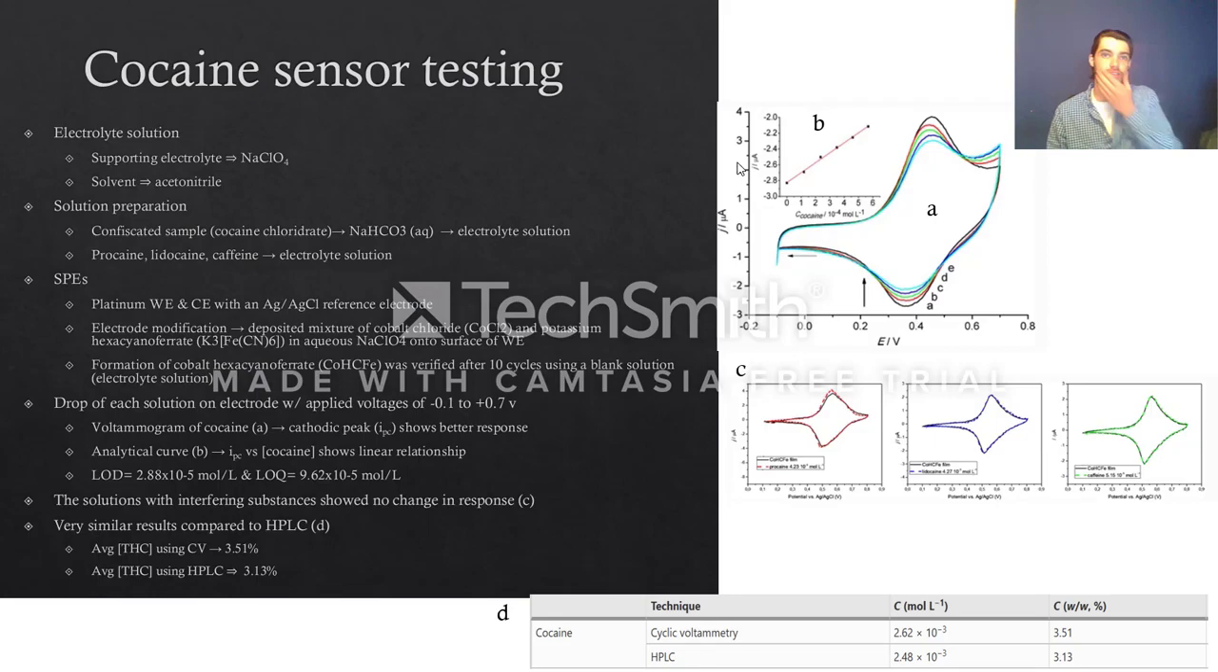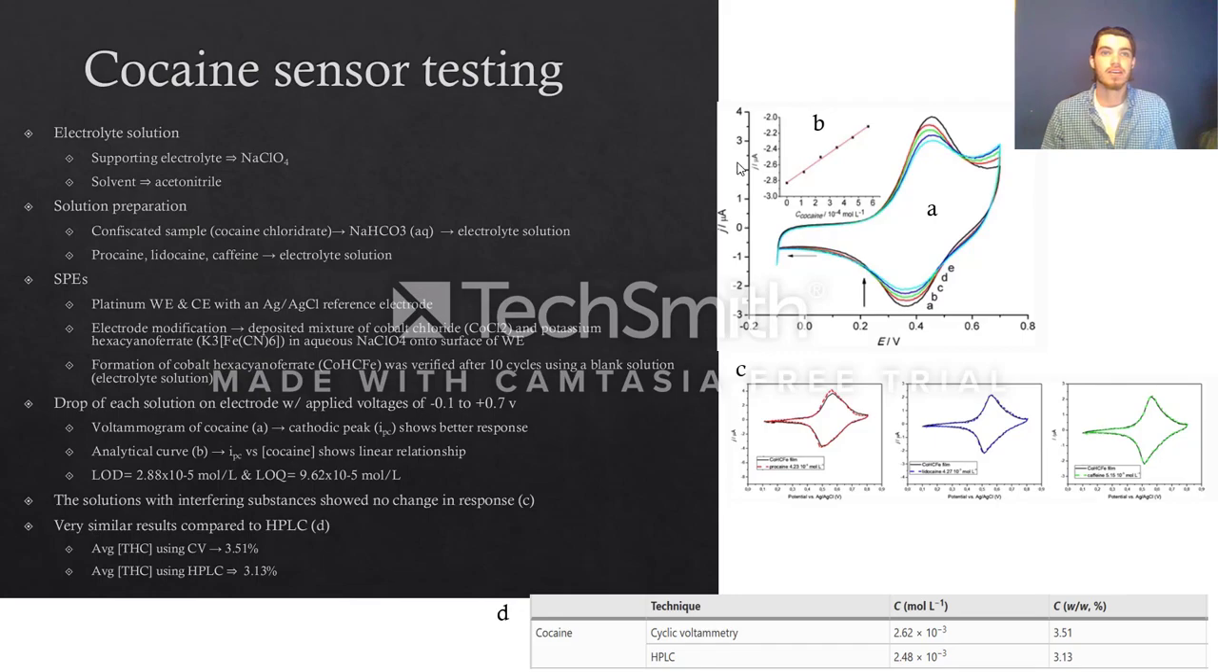To modify the working electrode, a solution of cobalt chloride and potassium hexacyanoferrate was mixed in an aqueous solution of sodium perchlorate, and a drop was deposited on the surface. The formation of the film was confirmed after 10 potential cycles using a blank with just the electrolyte solution. Then, a drop of each cocaine solution in increasing concentrations was deposited on the electrode with an applied voltage between negative 0.1 and positive 0.7 volts.